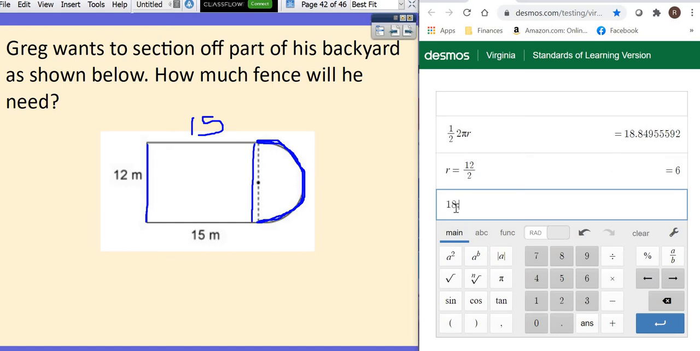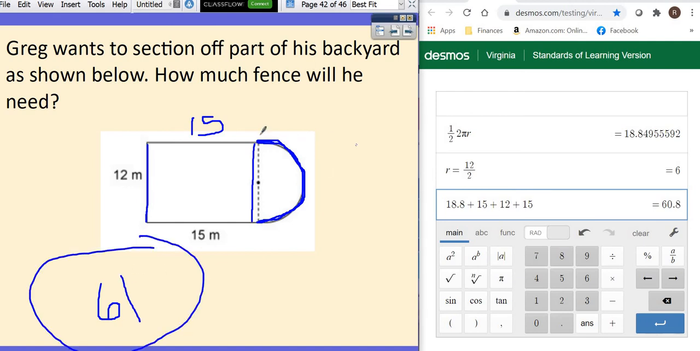So I'm going to go ahead and put in 18.8, and I'm going to add my 3 sides, 15, 12, and another 15. So that means I would need 60.8 meters of fence. When you go to the store, you can't buy 60.8 meters of fence, so you're probably going to have to buy 61. Just remember, when you're looking for fencing, that's perimeter, and if you're working with a semicircle, you've got to put that half in front of the circumference. Let's see what the next one looks like.